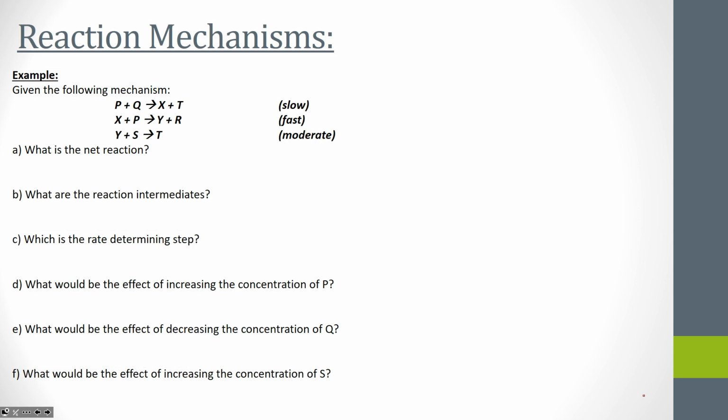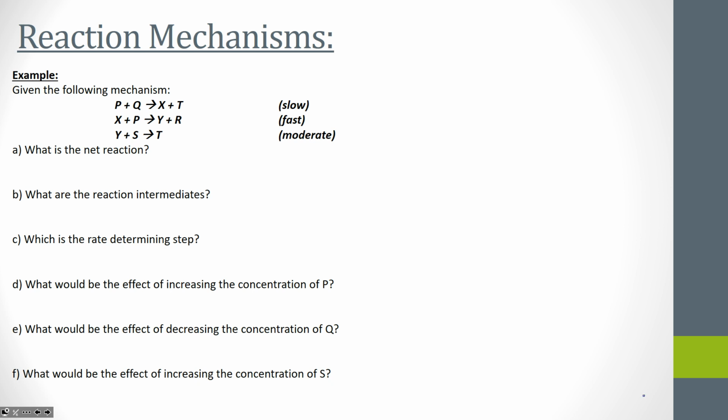I just threw some random letters in there. We're going to talk about their rates in terms of slow, medium, fast. The speeds are not really important, just understanding that your slowest step is slow and your fastest step is the fast one, and the medium speed is whatever. They're just relative.